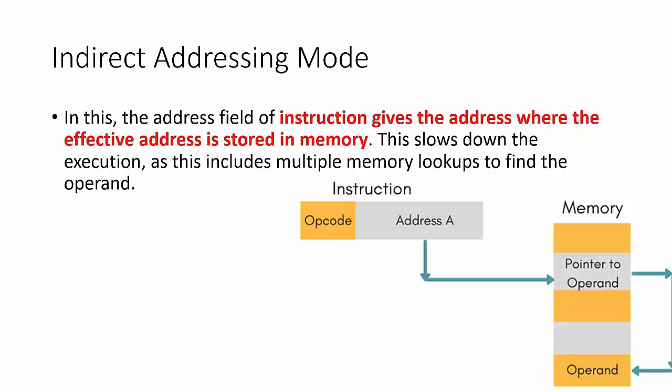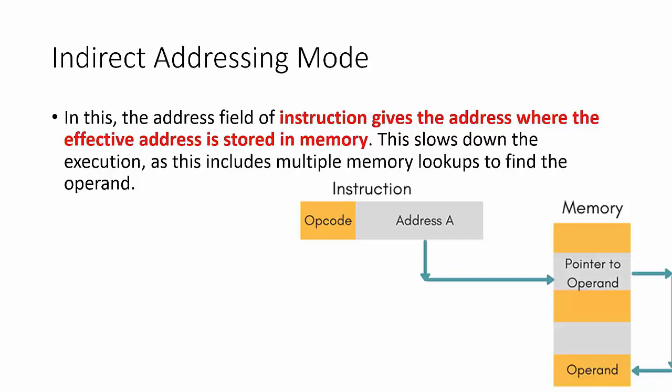Okay, in this, the address field of the instruction gives the address where the effective address is stored in the memory, as I already told you. This slows down the execution. This includes multiple memory lookups to find the operand.